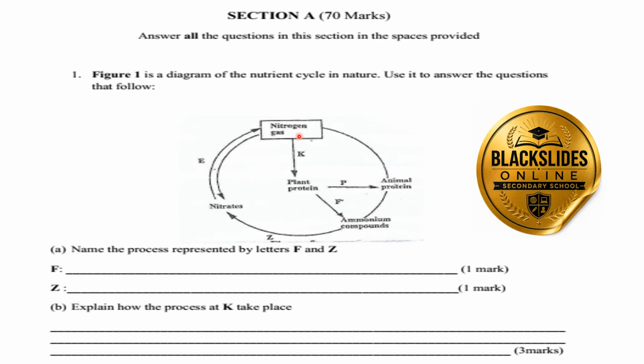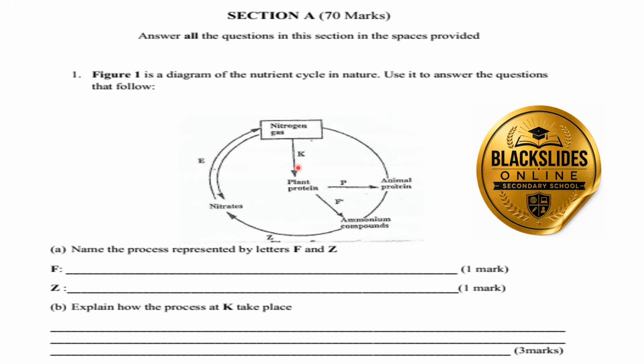So at the very top, we have nitrogen gas. And recall that nitrogen gas makes almost 78% of our atmosphere. But plants and animals cannot use it in its purest form. It needs to be changed first. So nitrogen in the air becomes protein, plant protein. And the process by which that happens is denoted by the letter K.